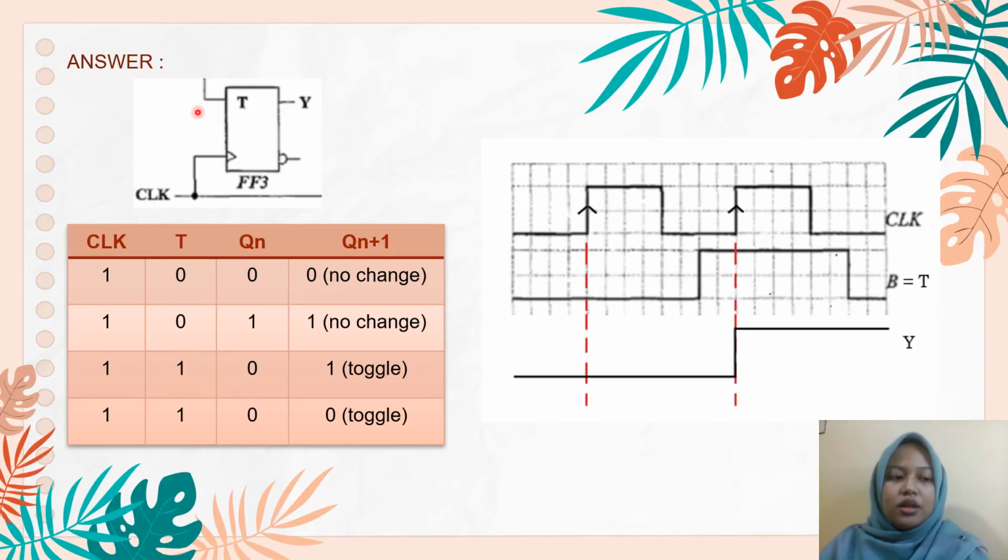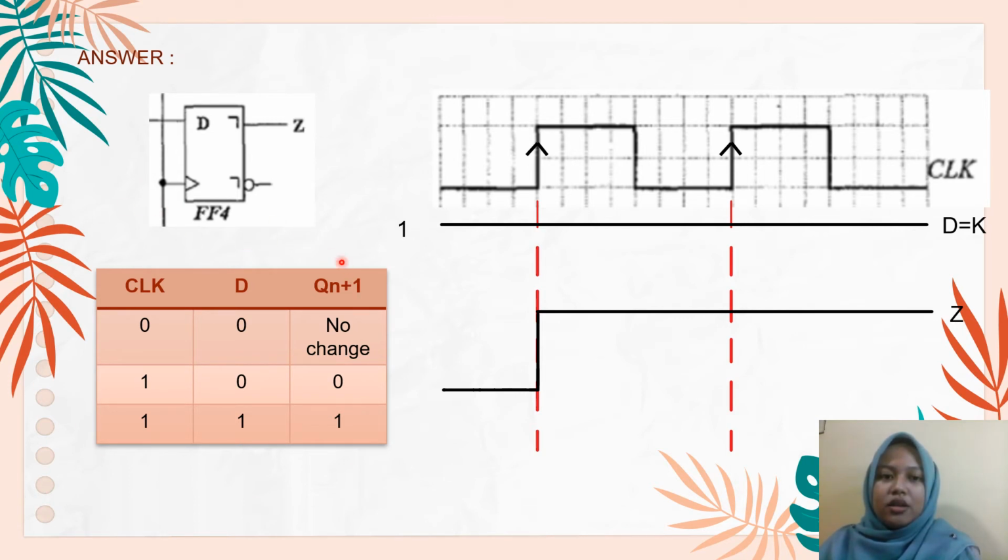Okay, the third one is T flip-flop. T stands for toggle. Okay, this one is the truth table T flip-flop, and this one is the waveform T flip-flop. Okay, look at the output waveform here. First clock T0 output becomes 0, and the second clock T1 output becomes 1. Okay, this is a D flip-flop, and this is the truth table D flip-flop, and this one is the waveform D flip-flop. Okay, you can see the first clock D1 output becomes 1, and the second clock D1 output becomes 1.